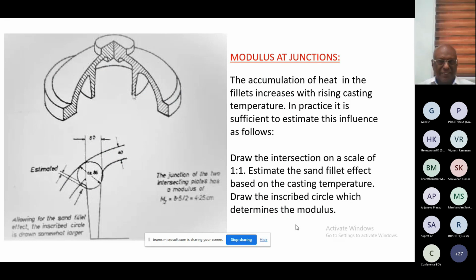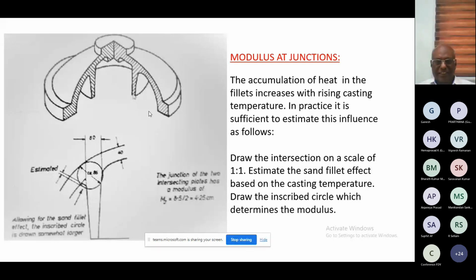In the modulus of junctions, this is the case of a cover with some rib inside. At the junction of the cover and the rib, there is a fillet. Here, heat is accumulated in the fillet. The accumulation of heat in the fillet increases with rising casting temperature. In practice, it is sufficient to estimate this influence as follows.